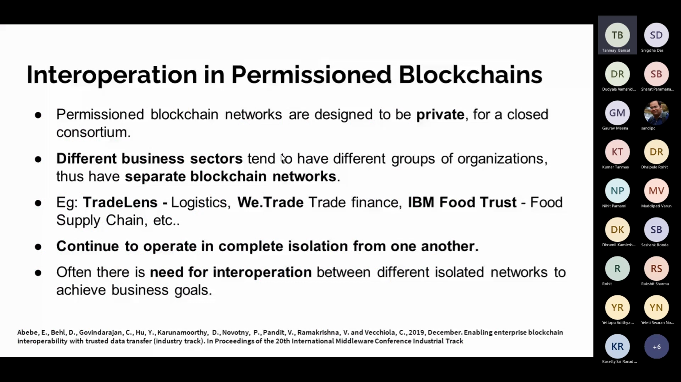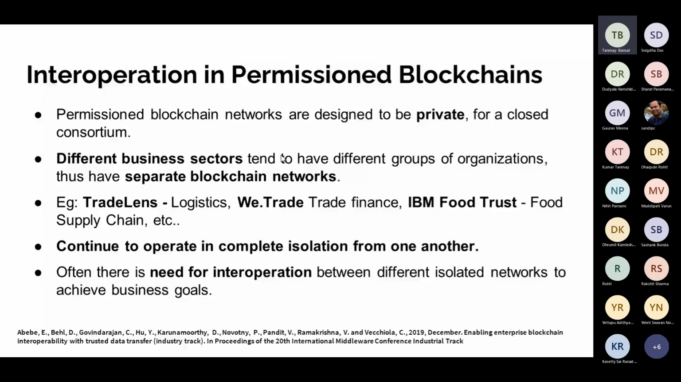Now, these permissioned blockchain networks, as we know, are designed to be private for a closed consortium. And over the years, several different business sectors tend to have different groups of organizations, and thus separate blockchain networks. So the groups of organizations can have their own blockchain networks, and as we mentioned, they are operating in isolated silos. But there is also a need that they would interoperate.